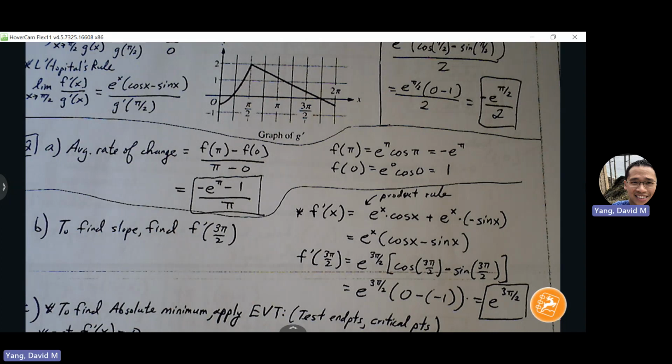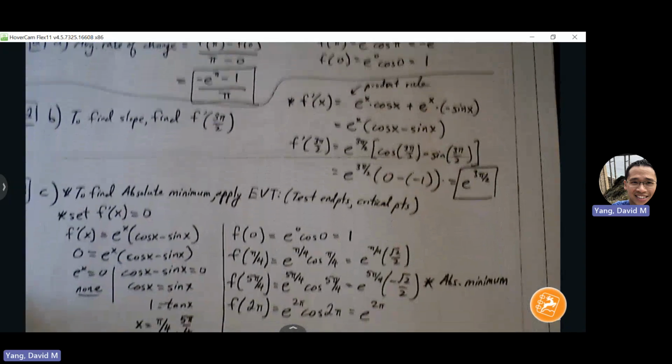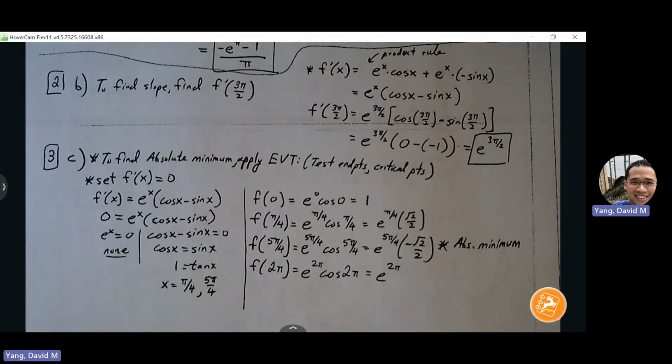Part C, find the absolute minimum. So again, extreme value theorem. So extreme value theorem, you have to set f prime equal to 0, find your critical points, and then test them against your f of x and see which one produces the smallest value. So a lot of trick here. You set f prime equal to 0, e to the x is never going to be equal to 0.